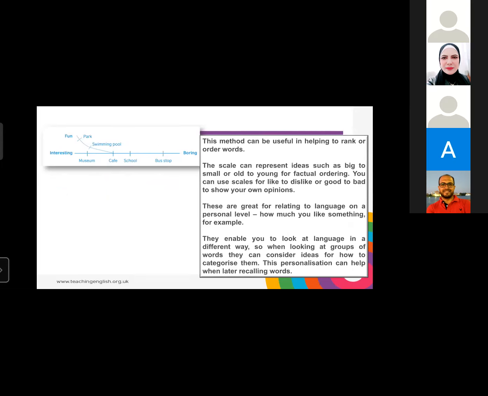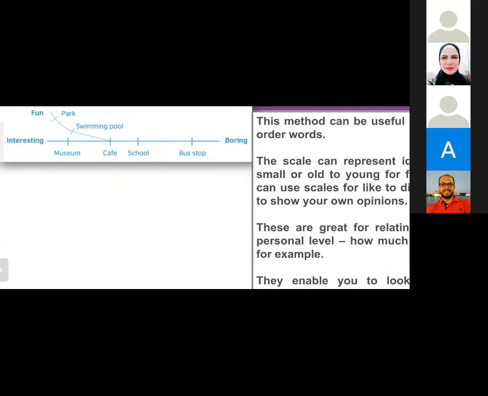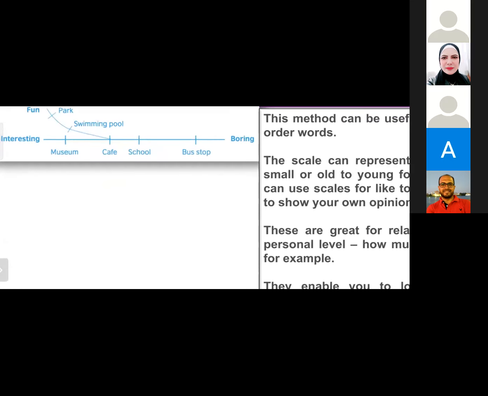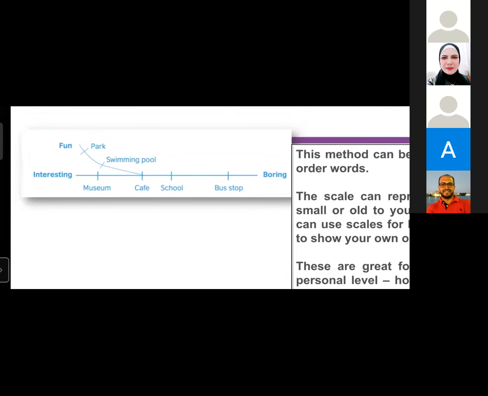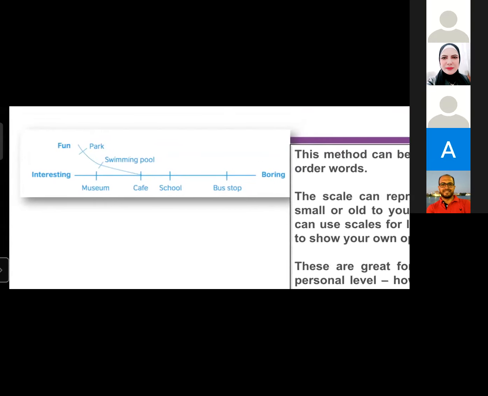Okay, here is another technique, which is the timeline. And in which part of the language do we use timelines, my dear friends? Do you know? We use it sometimes or most of the time with grammar, but in fact, we can use it also with vocabulary. If you see here, you can draw the bus stop.